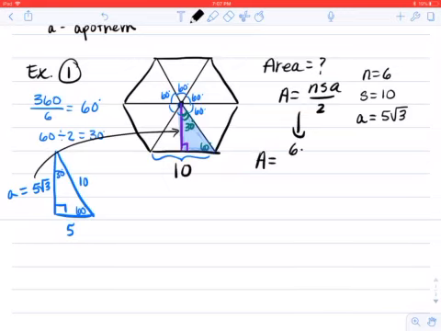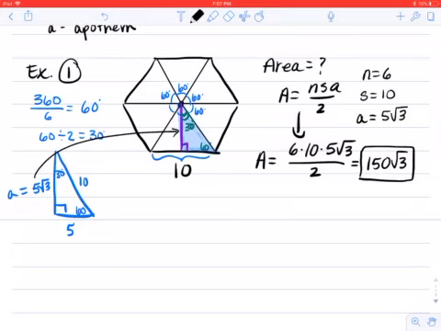So area is number of sides, 6, times the side length, 10, times the apothem, 5 square root 3, all over 2. Isn't that fun? Okay, so then we have 60 times 5, that's going to be 300. 300 divided by 2 is 150 square root 3. There's my answer.